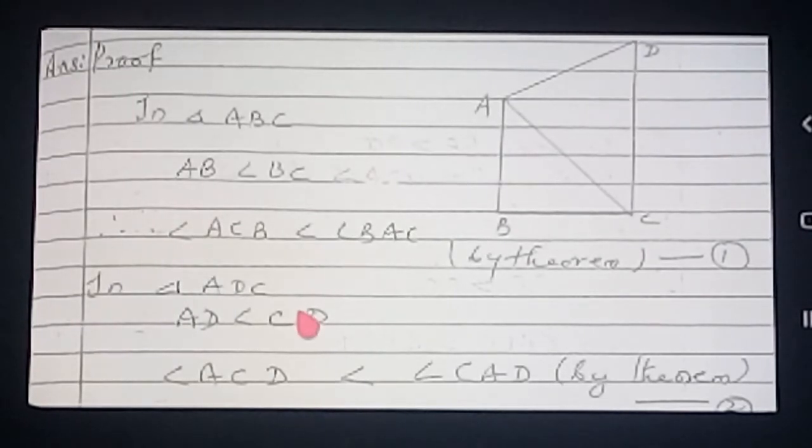So what is the side opposite to CD? CD is this side, so the opposite angle is angle CAD. Understood these two points? By this result we are applying the theorem, so I kept it as equation number 2.